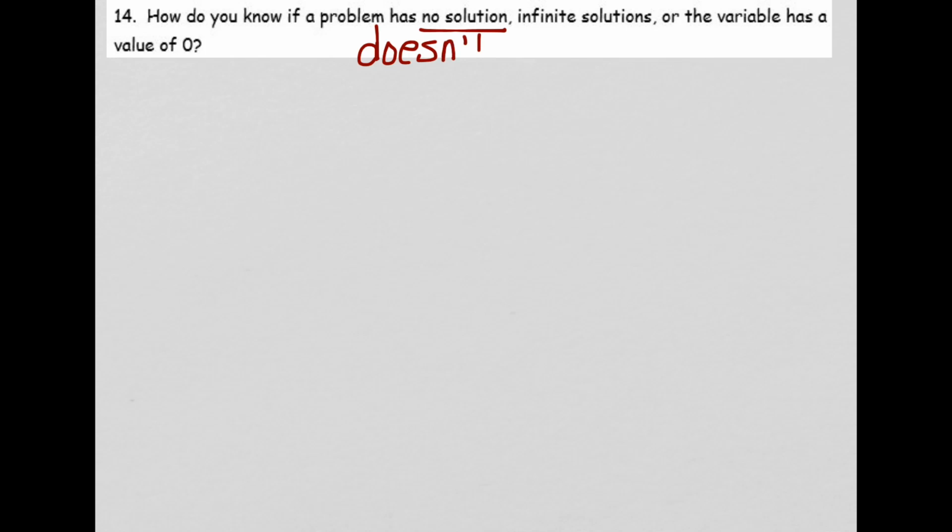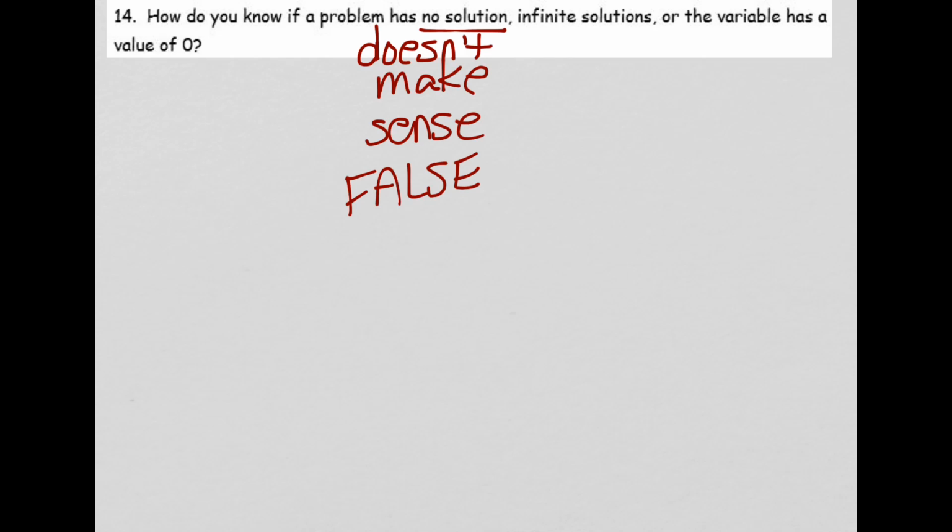Like when we had that 1 equals 2. Doesn't make sense. Or when the statement is false, 1 does not equal negative 2. Infinite solutions is when it's always true, like 2 equals 2. You can't even substitute anything in there for x because x has disappeared. There's no x left anywhere in the equation, but the thing that's left is always true. Well, then that's infinite solutions.